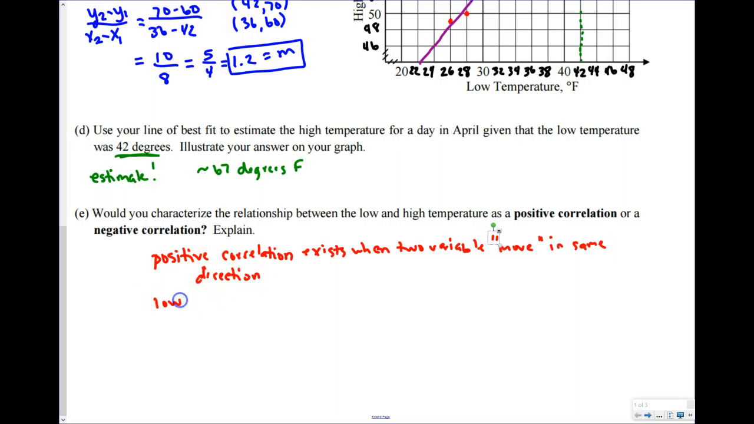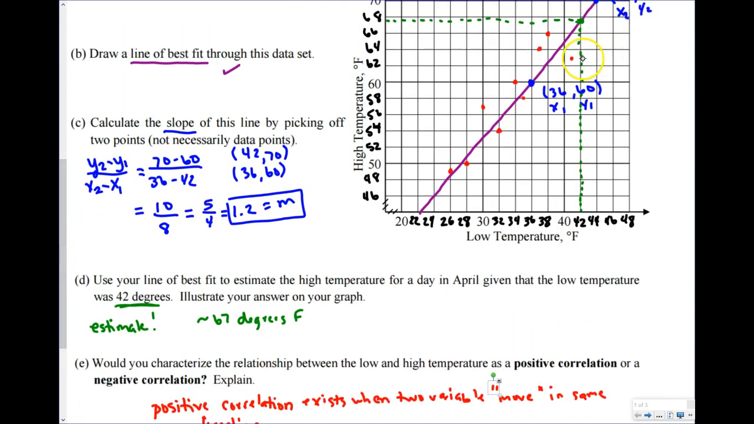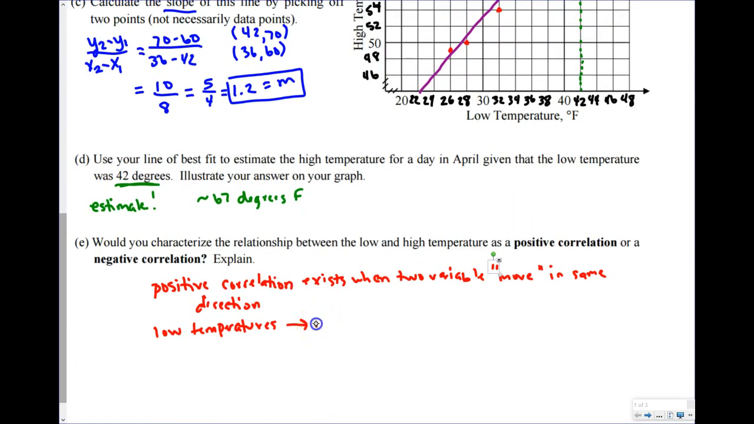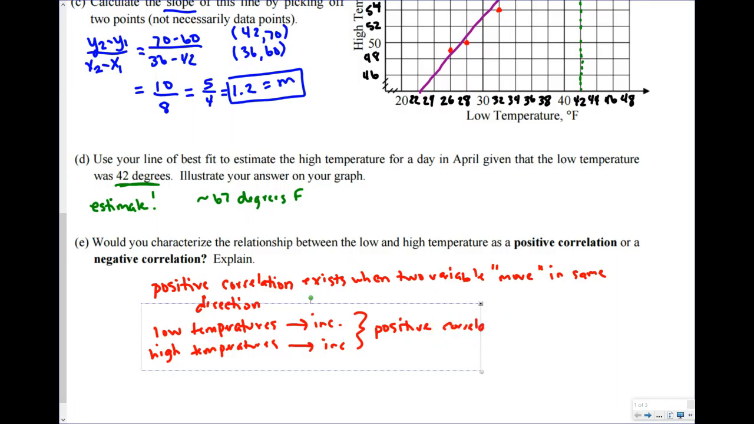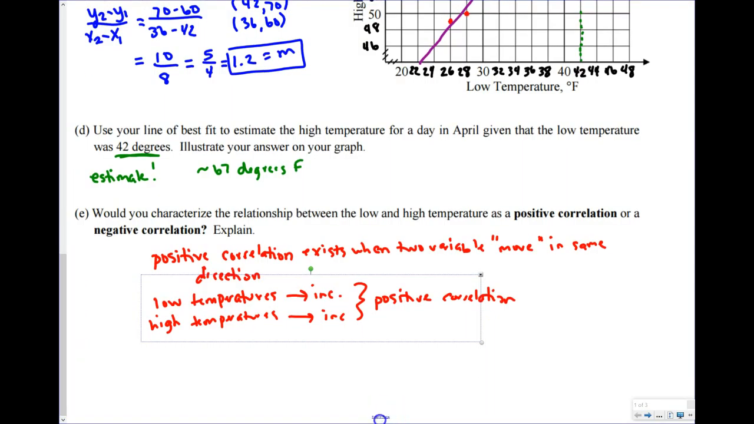Do you see how the low temperatures were increasing here? The low temperatures were getting bigger and bigger, and so were the high temperatures. So low temperatures are increasing and the high temperatures are also increasing. This becomes a positive correlation. They both go in the same direction. A negative correlation is when the variables move in different directions, and we're going to see that in the future.